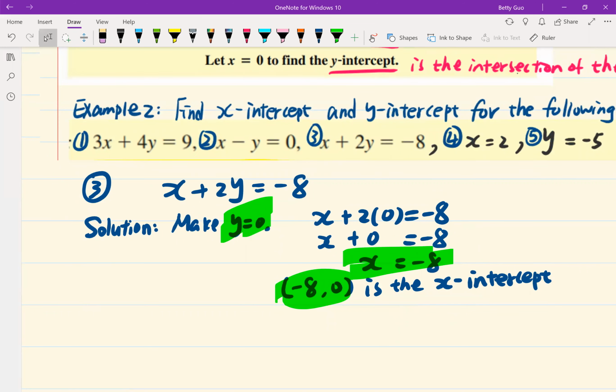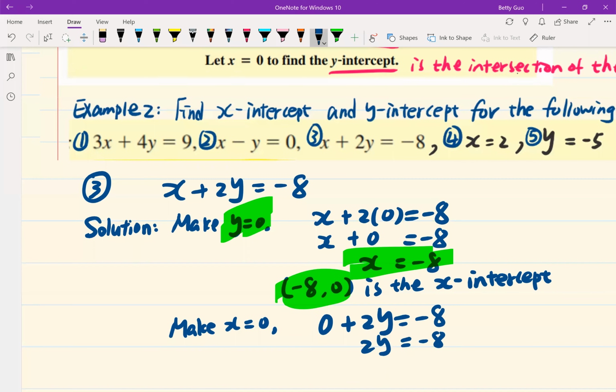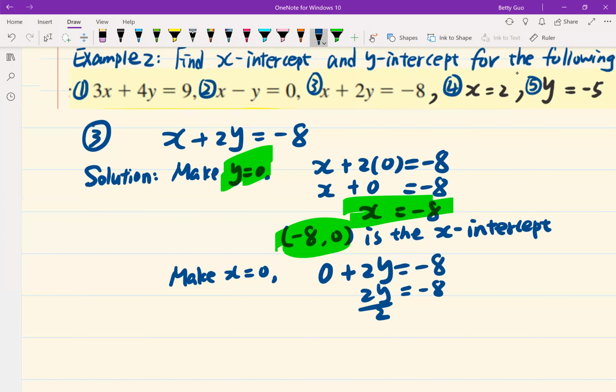How do we find y-intercept? In order to find the y-intercept, we make x be 0. Let's see what do we have if x is 0 in the equation. 0 plus 2 times y equals -8. So 2y equals -8. Divide both sides by 2. We have y equals -4.